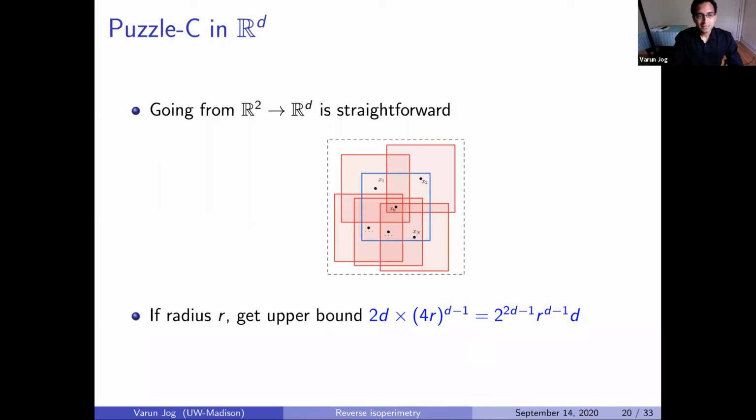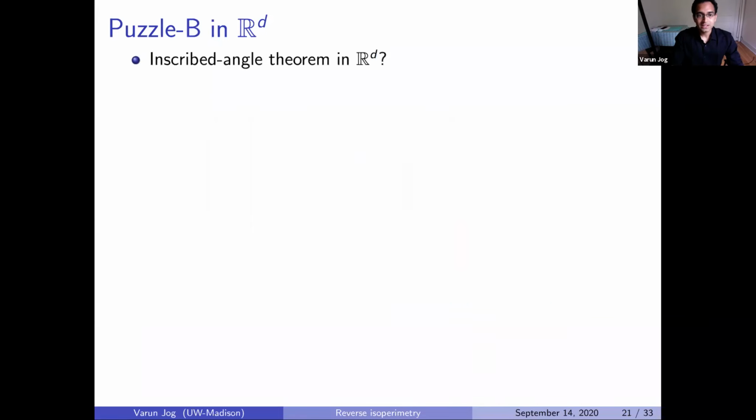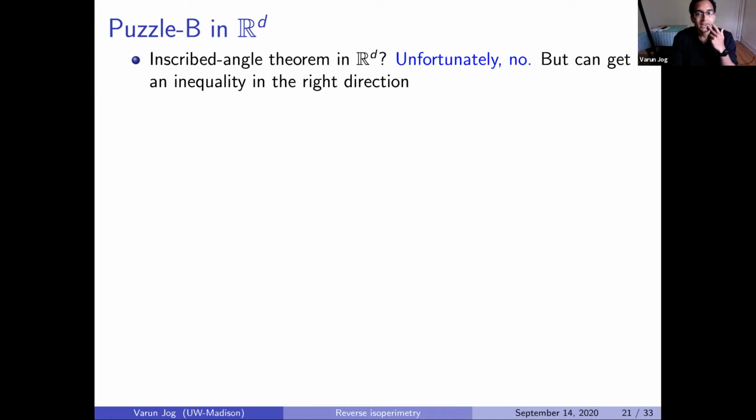Now puzzle B, the ball puzzle in Rd, is kind of interesting because we used the inscribed angle theorem in R2. So the natural question is, is there an inscribed angle theorem in Rd which we can just apply? I didn't know the answer, which was, I mean, it seemed like something that I would have learned in school, but I never learned this. But this is because there is no inscribed angle theorem in Rd. But you can get an inequality in the right direction.